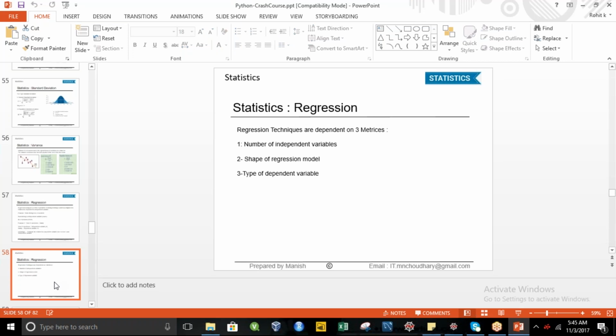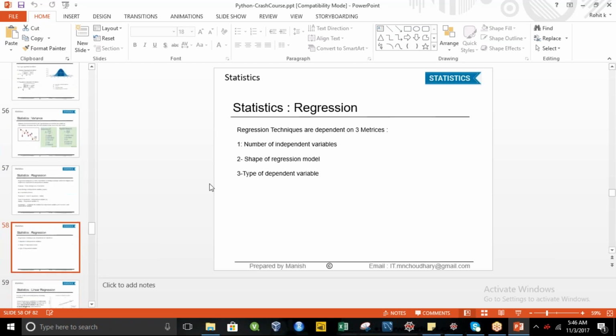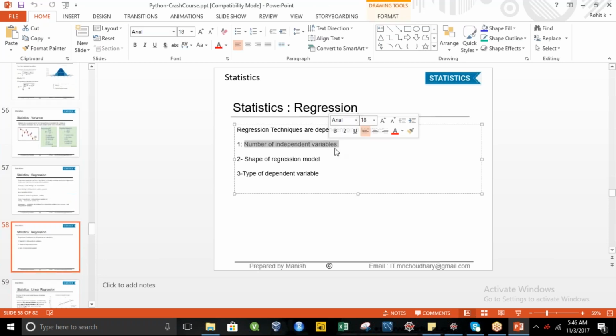Okay, now the second point is what kind of regression technique we will use. The regression techniques depend on three metrics. Please carefully understand. One is the independent variable, so it depends on the number of independent variables. Suppose we have an equation, and in this equation we have a number of x variables, a number of independent variables. So it depends on how many independent variables we are using in the regression model.